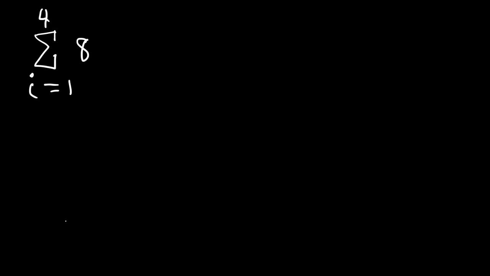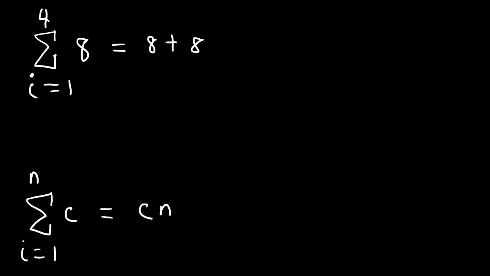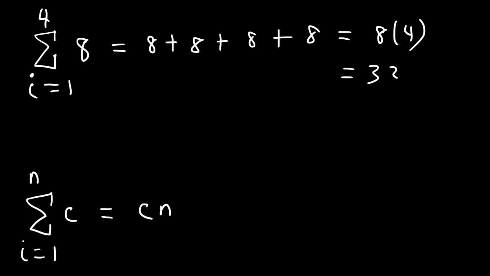Now, there is a formula for this type of problem. If you have a constant, c, and i is equal to 1 and it goes up to n, then it's going to equal the constant times n. In this case, we're adding 8 4 times. So the constant is 8. Therefore, adding 8 4 times is the same as multiplying 8 by 4, and this will give you 32.